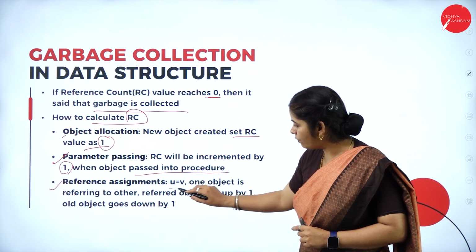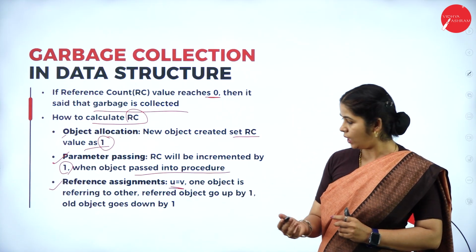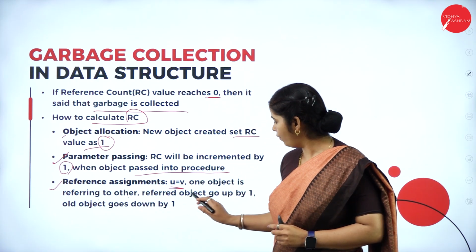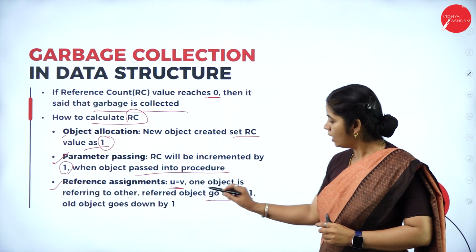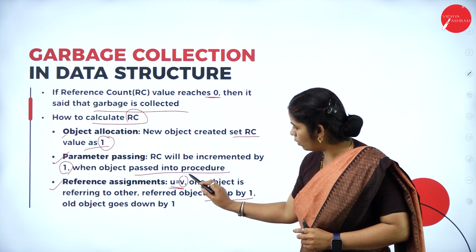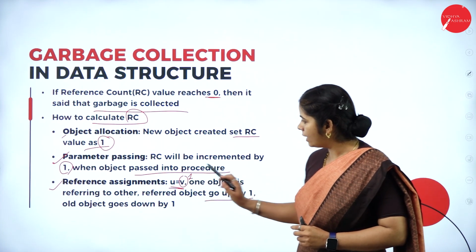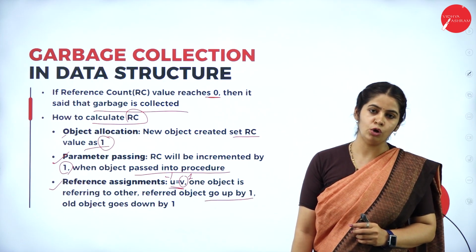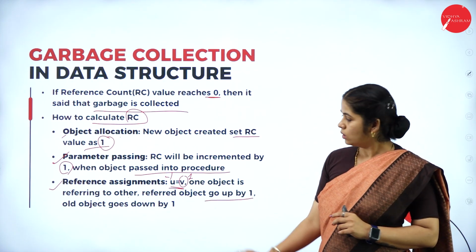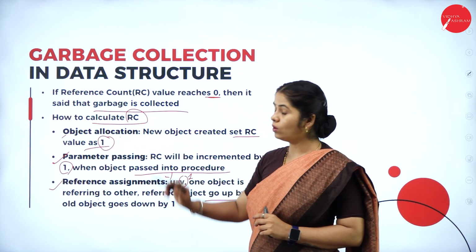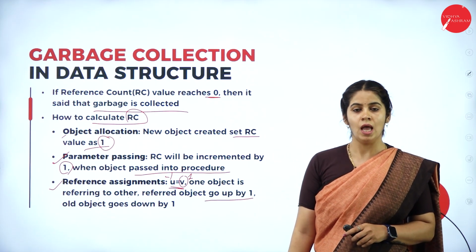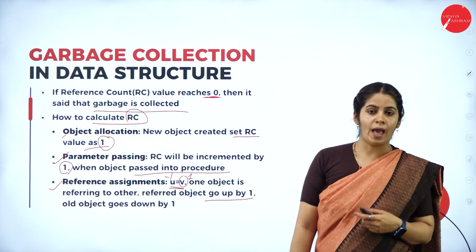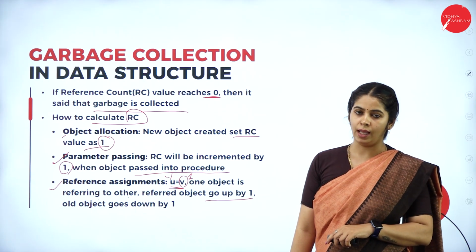Then reference assignment: when we assign some values to an object, for example u = v, where one object is referring to another object, the referred object's count goes up by 1, and the old object's reference count goes down by 1. That's why we increment or decrement the reference count. Once the reference count reaches 0, we say that the garbage is collected.